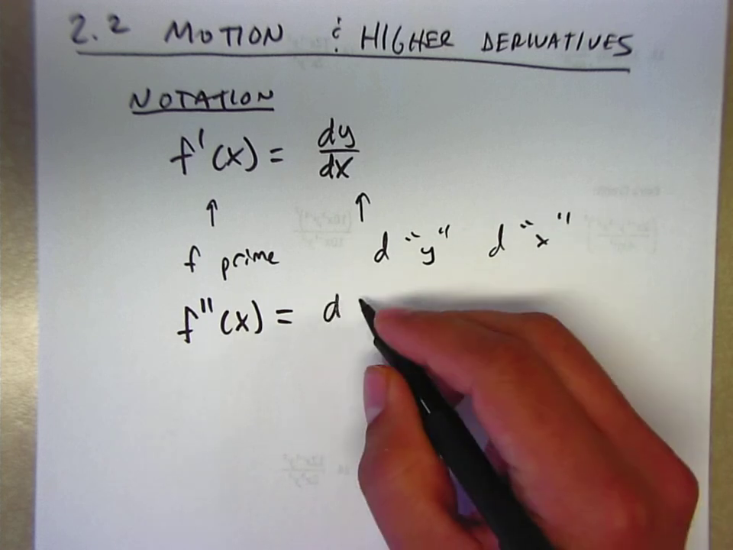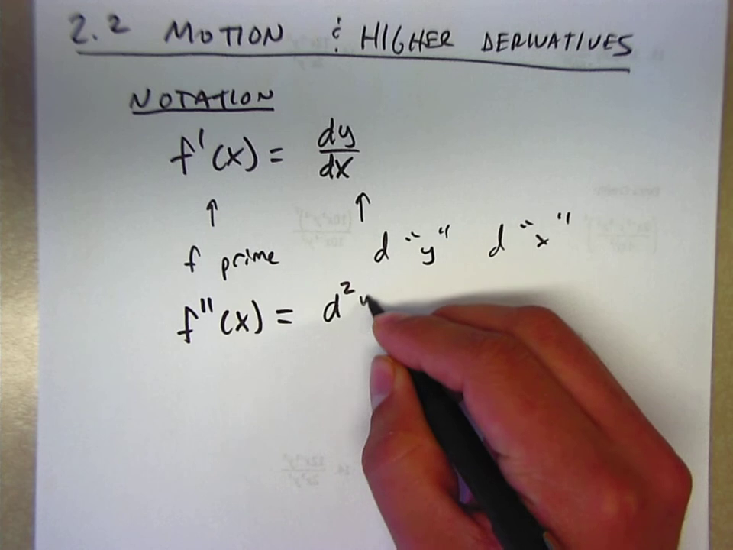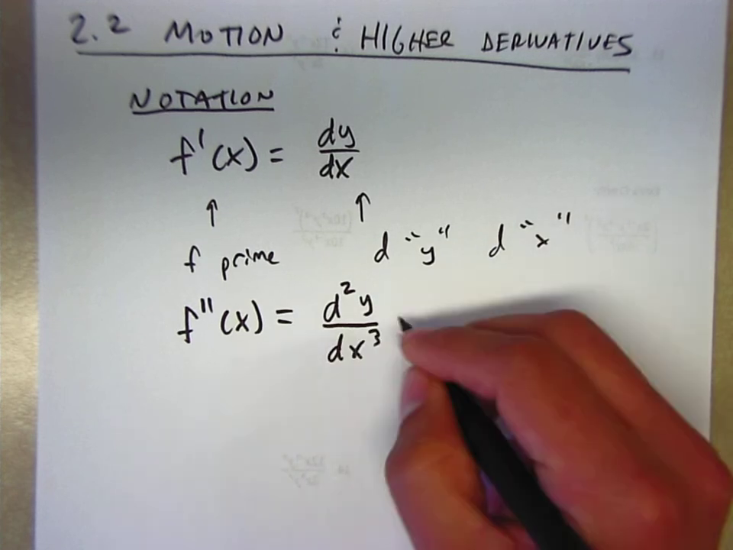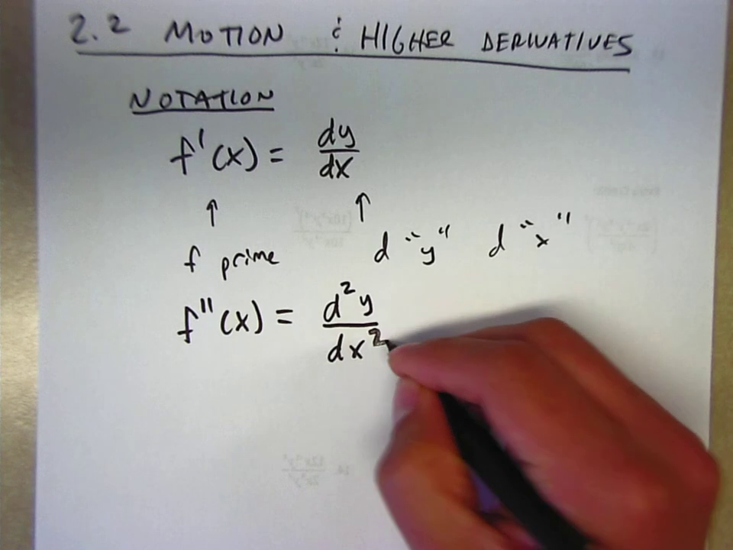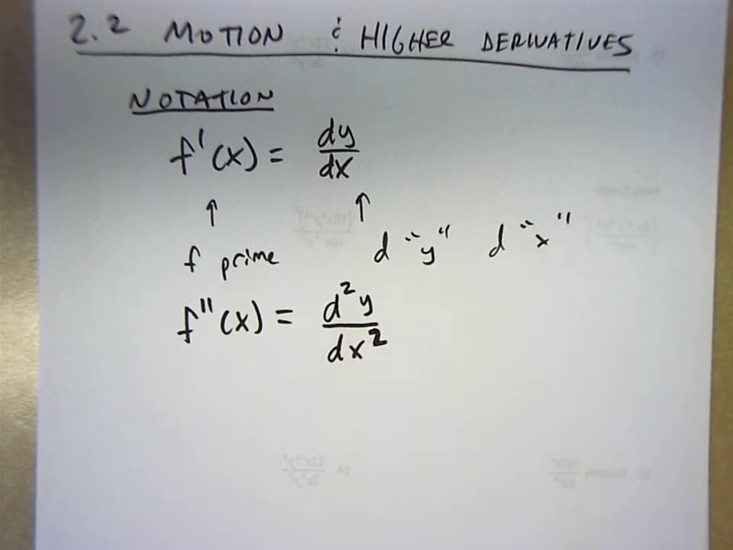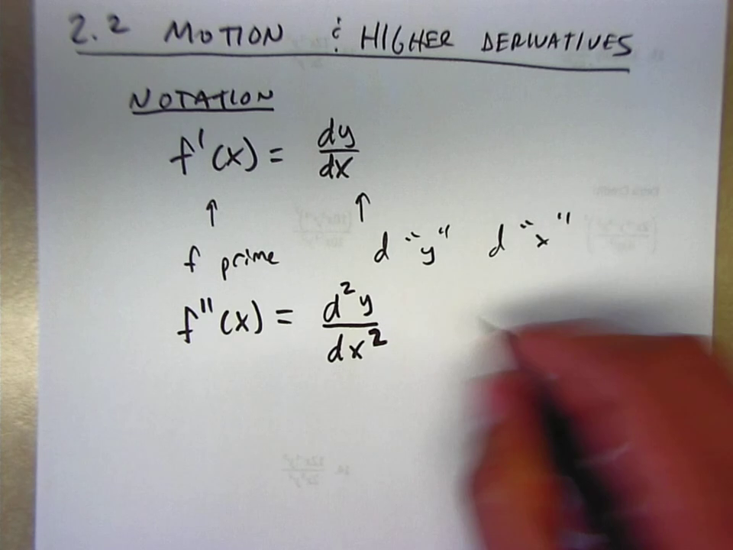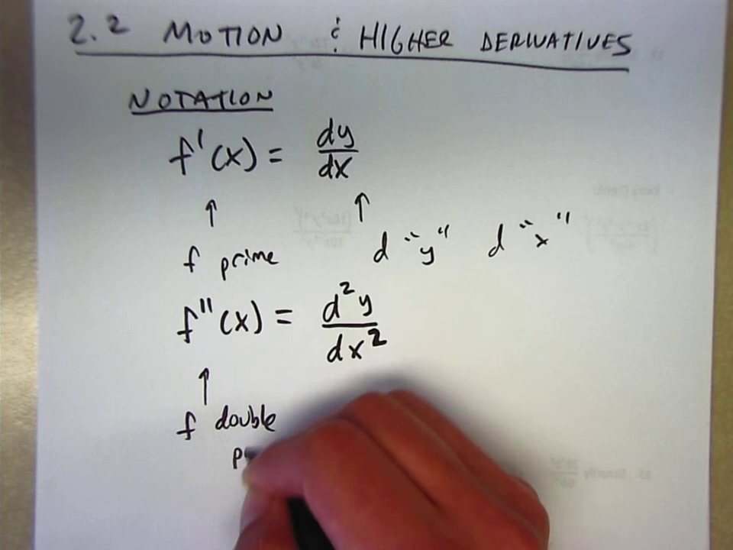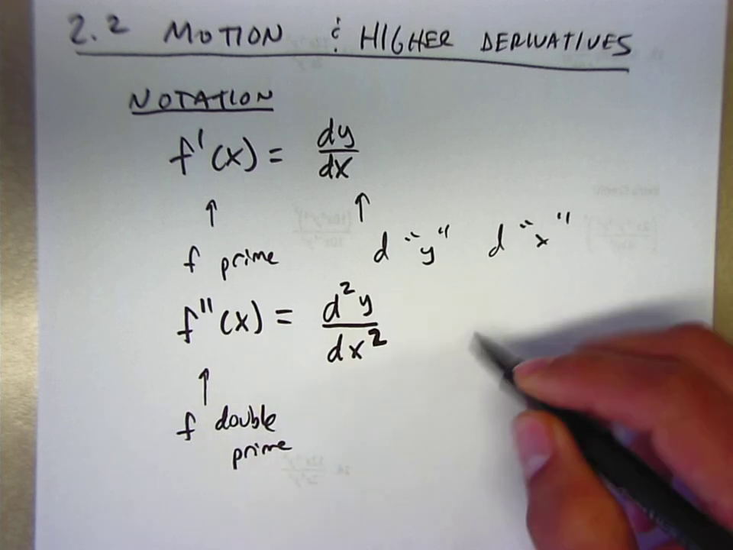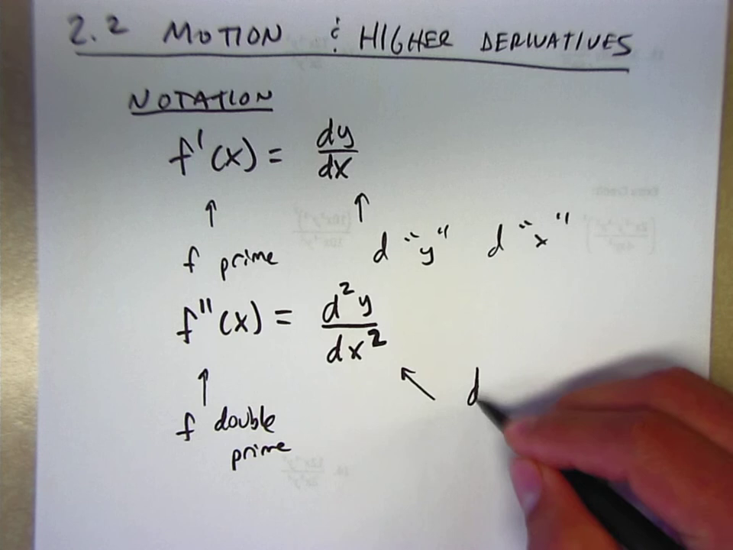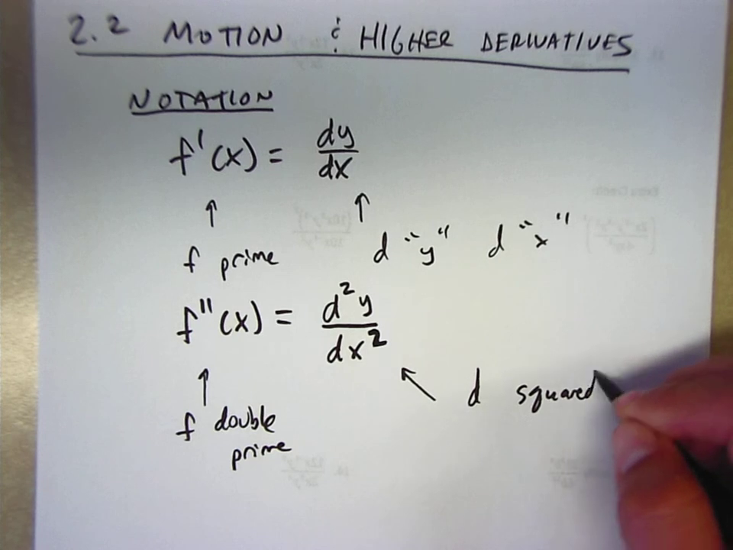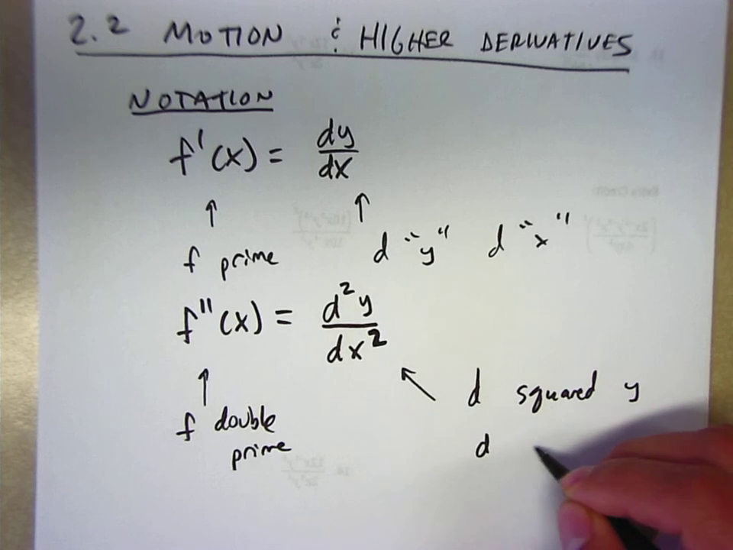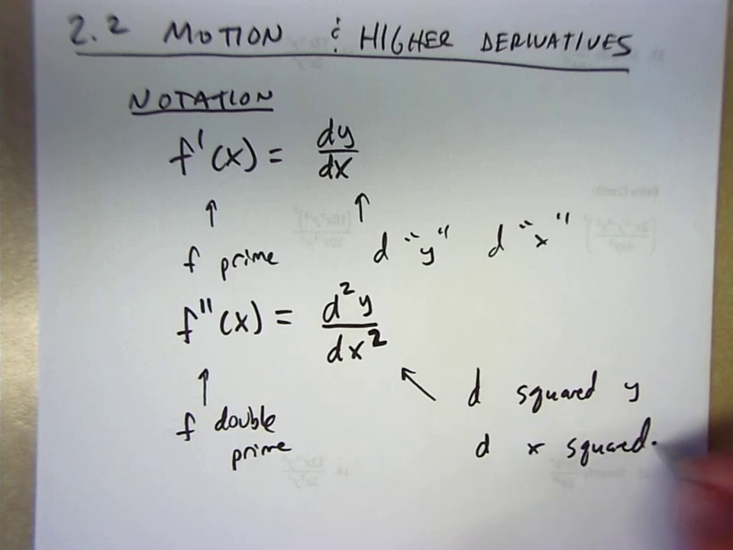The notation looks something like this. So you have d squared y over dx squared. Getting ahead of myself there. Okay? And so here this is read as f double prime. And here you read this as d squared y over dx squared. Okay?